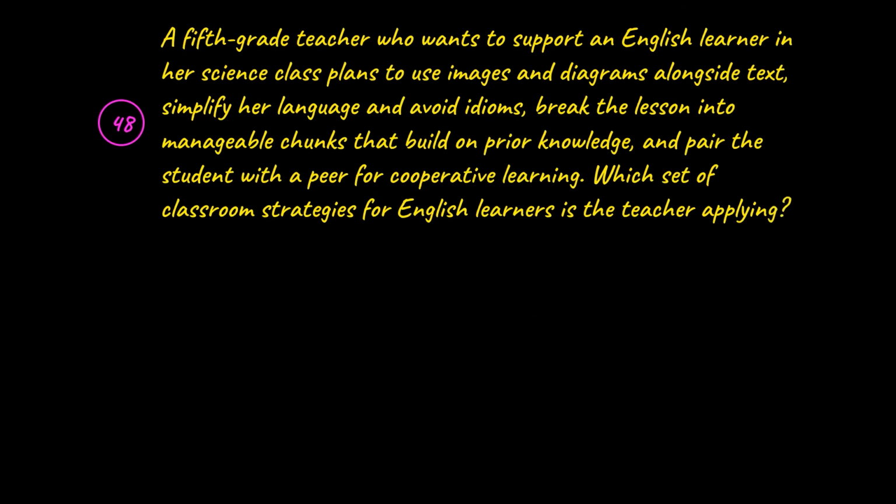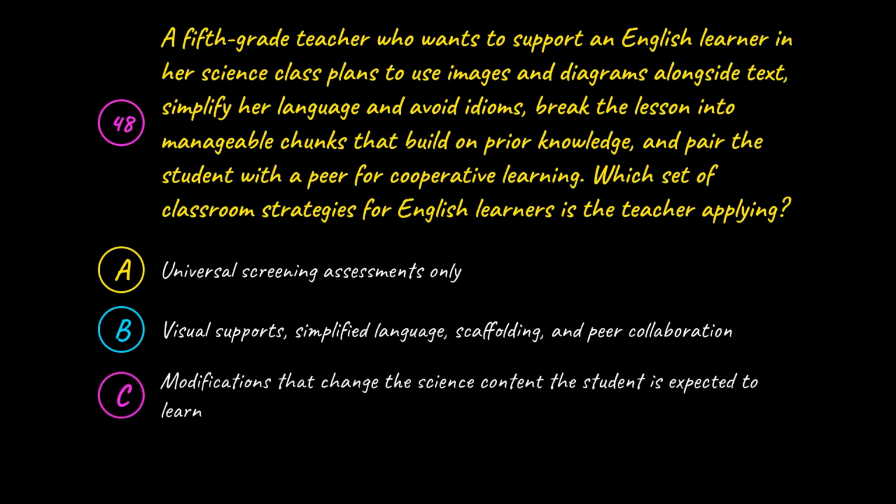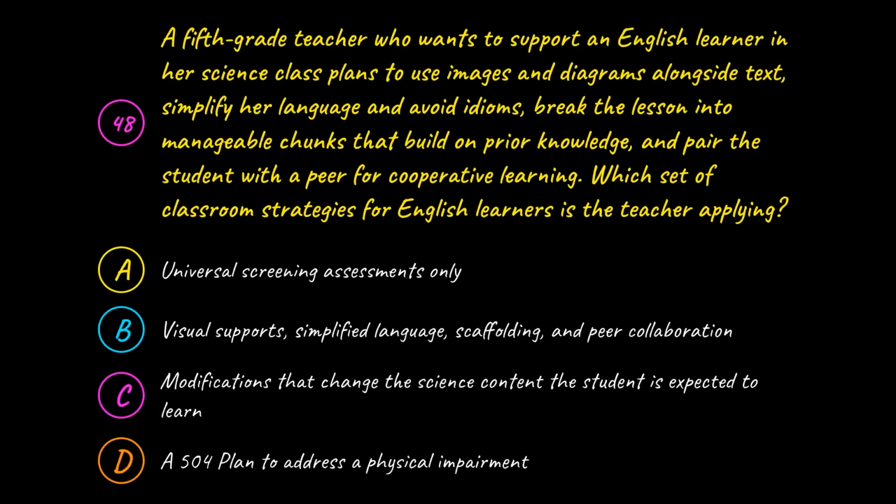Your options are A. Universal screening assessments only. B. Visual supports, simplified language, scaffolding, and peer collaboration. C. Modifications that change the science content the student is expected to learn. D. A 504 plan to address a physical impairment. Got a guess? Lock it in.